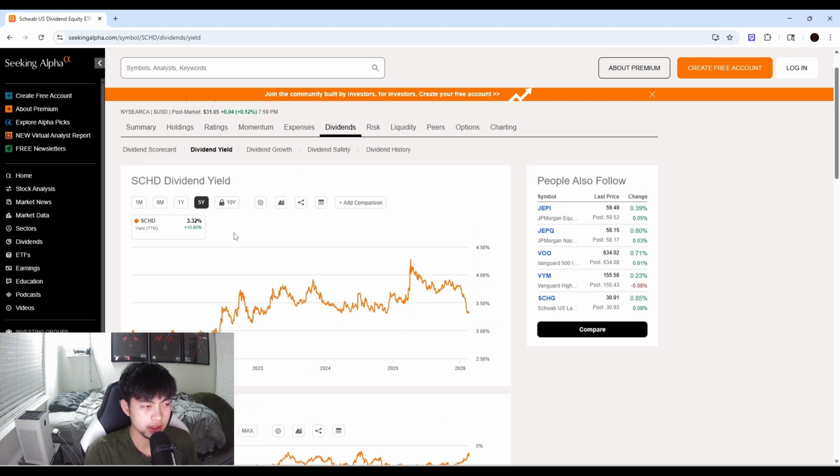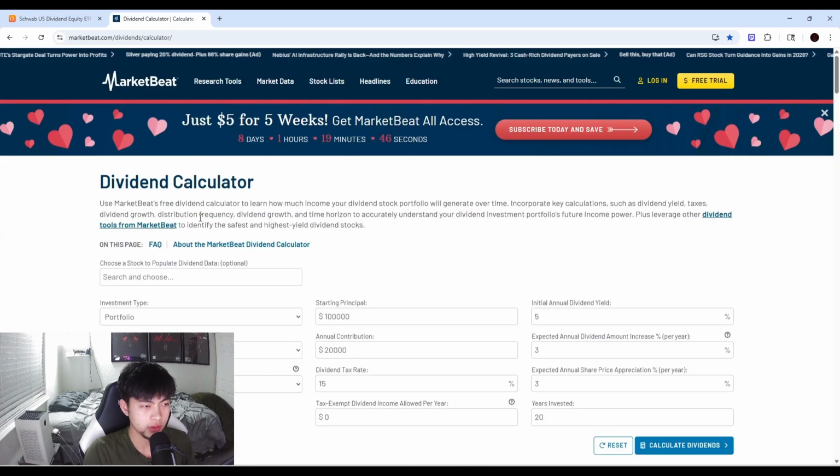Let's take a look at SCHD dividend yield. They have been pretty steady. There are times where it reached all the way up here, breaking the 4% level. Time to hop on the dividend calculator and let's do our math.